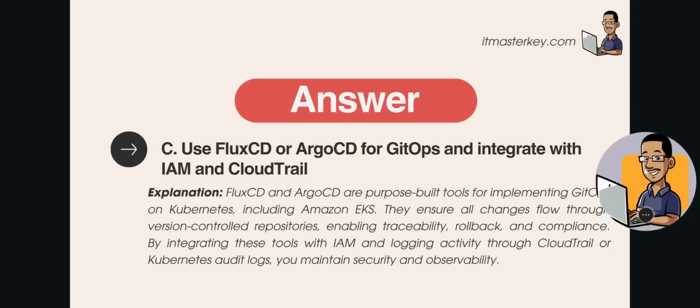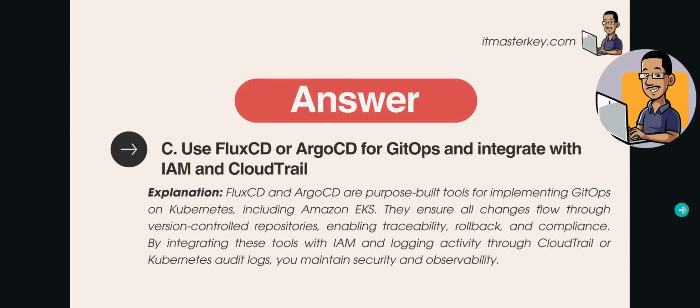Use Flux CD or Argo CD for GitOps and integrate with IAM and CloudTrail. Flux CD and Argo CD are purpose-built tools for implementing GitOps on Kubernetes, including Amazon EKS. They ensure all changes flow through version control repositories, enabling traceability, rollback, and compliance.